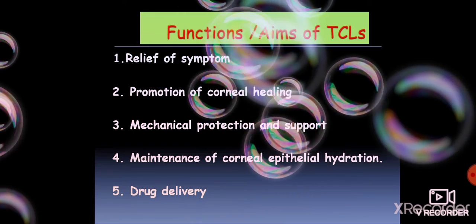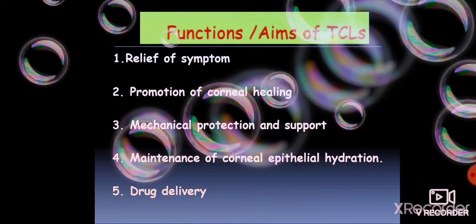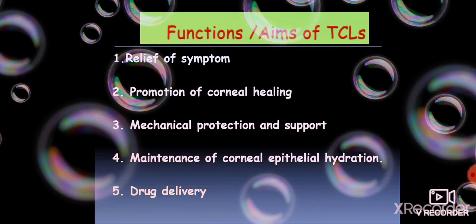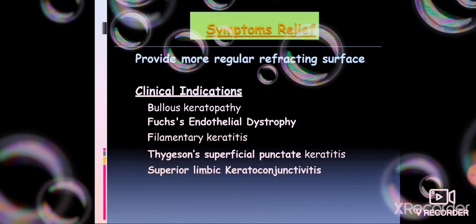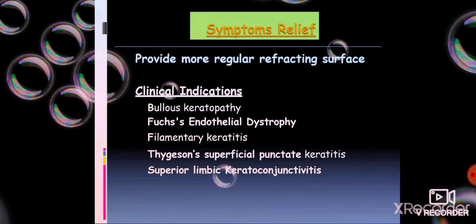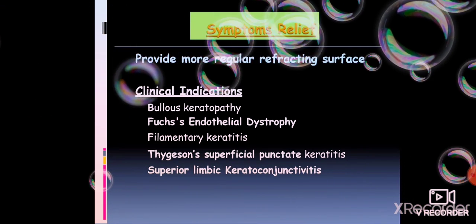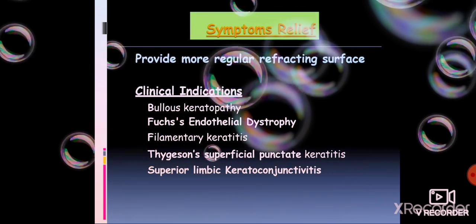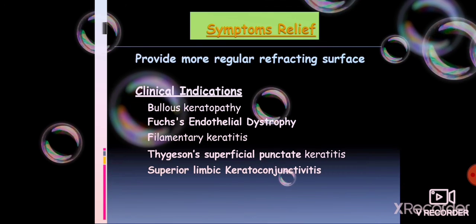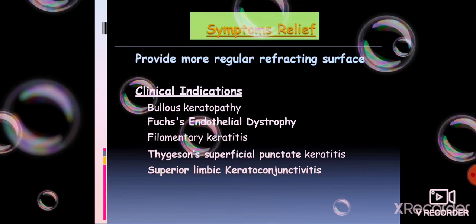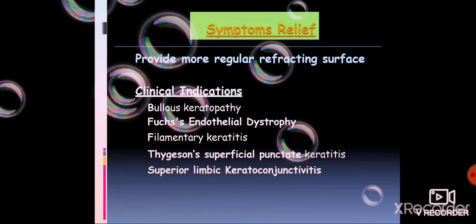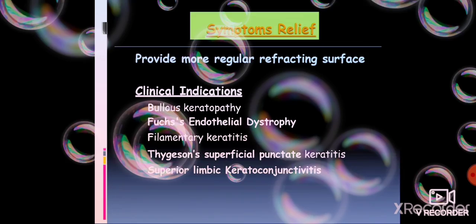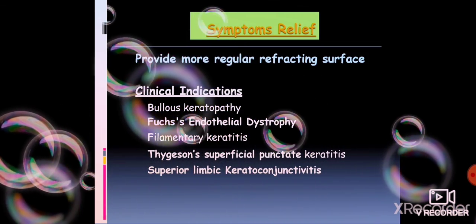So, the functions and aims of therapeutic contact lenses: relief of symptoms, promotion of corneal healing, mechanical protection and support, maintenance of corneal epithelial adhesion, and drug delivery. Symptom relief provides a more regular refracting surface. Clinical indications are bullous keratopathy, Fuchs endothelial dystrophy, filamentary keratitis, trichiasis, superficial punctate keratitis, and superior limbic keratoconjunctivitis. In bullous keratopathy, small bullae develop at the level of the epithelium. In Fuchs endothelial dystrophy, the endothelial cells become fewer.